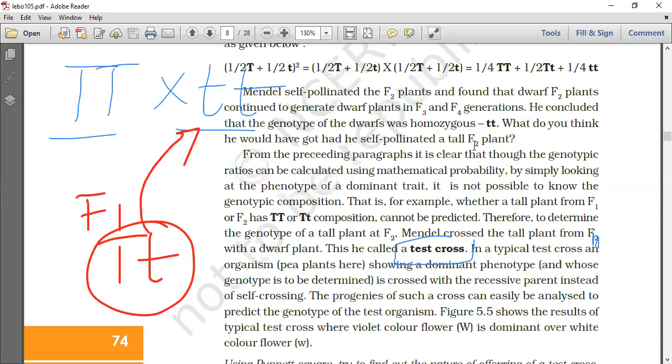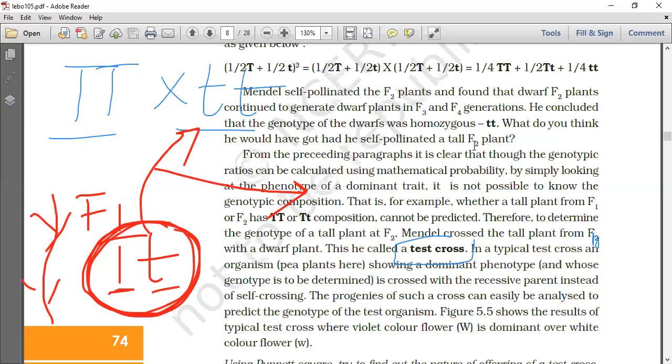Test cross. In a typical test cross, an organism showing a dominant phenotype, whose genotype is to be determined, is crossed with the recessive parent instead of self-crossing. The progenies of such a cross can easily be analyzed to predict the genotype of the test organism. That means test cross for what? To know whether the F1 plant is a dominant parent type or recessive parent type. You might have a doubt, I wrote the genotype already, but you should face this kind of thing in the garden. When you see this F1 plant, both homozygous and heterozygous look alike, isn't it? So that's why we cross F1 with the recessive parent.